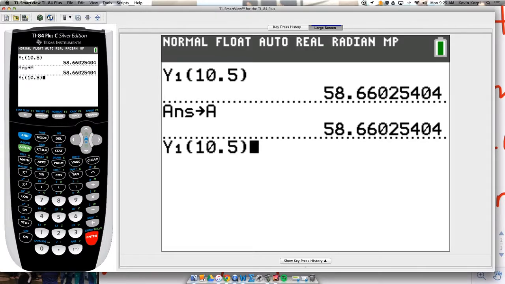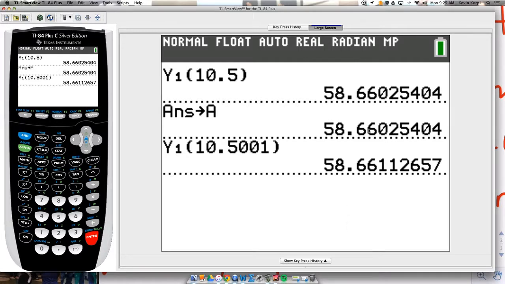Recall that. But now before I hit enter, I'm just going to add like 0.001. I'm just going to add a smidgen of a second. That's like 1/10,000th of a second later. Compare it. 660 it was before, now it's 661. So later in time, it's actually moving what? Up. That's another way to do it.